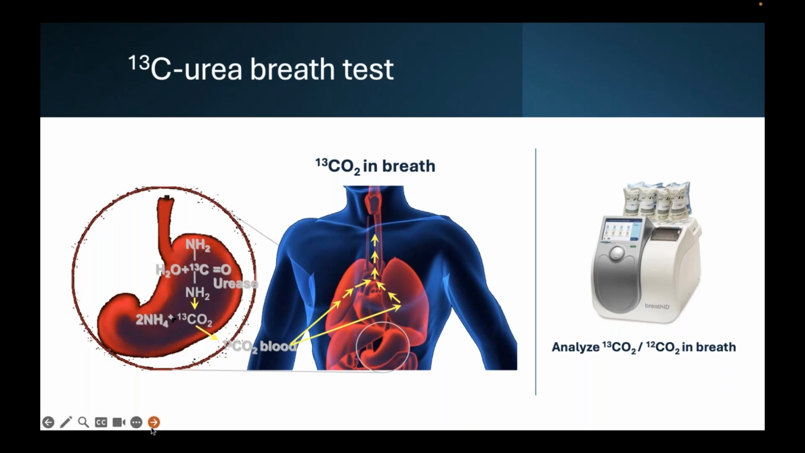And the machine on the right is typical of the kind of thing which we use to analyze the ratio of 13 CO2 to 12 CO2 in the breath over the next 15 minutes or so. So the patient ingests the urea, breathes out, and if they have a high 13 CO2 to 12 CO2 ratio, it implies that they had urease activity in their stomach, which implies that they had H. pylori. And so although it's rather an indirect test, it's in fact very accurate for the detection of active H. pylori infection. Next slide.